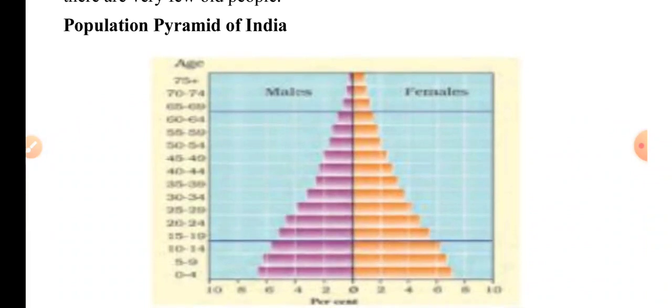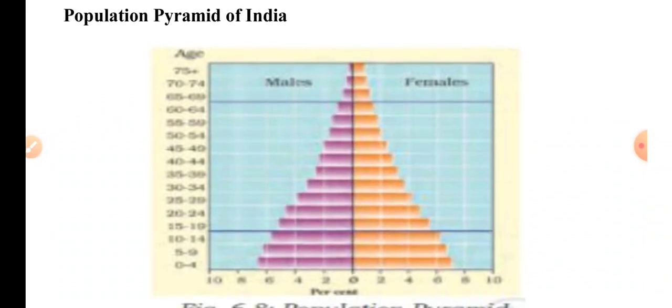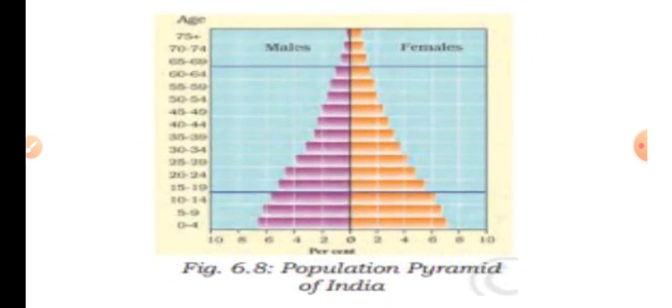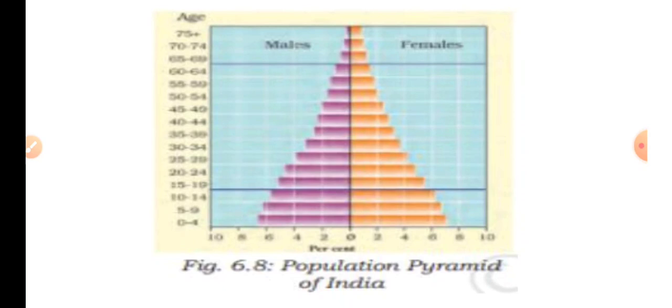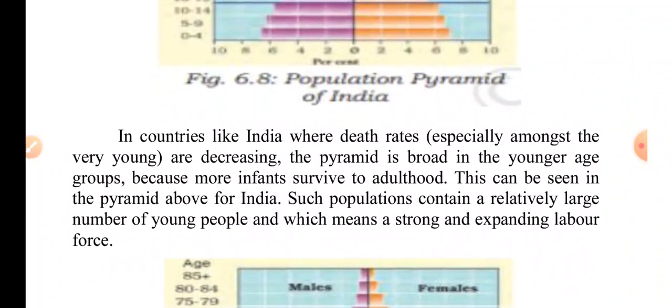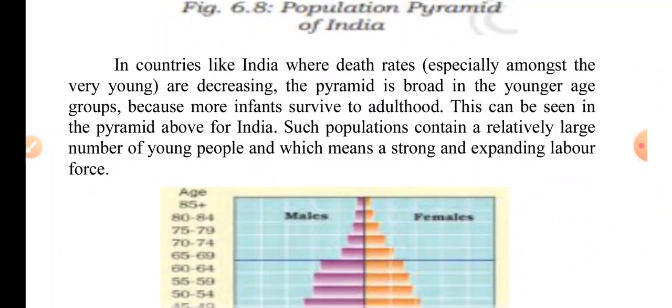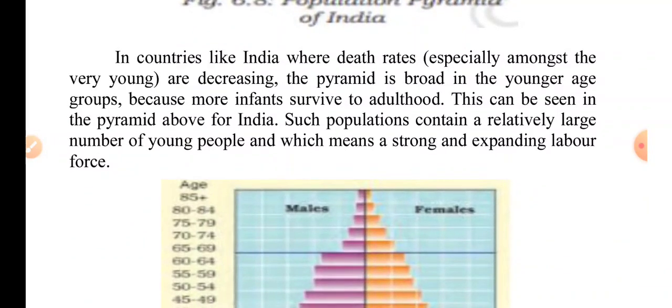Here comes the population pyramid of India. First of all, look at the population pyramid of India. Okay, let's continue. In countries like India, where death rates, especially amongst the very young, are decreasing, the pyramid is broad in the younger age group because more infants survive to adulthood. This can be seen in the pyramid above for India. Such populations contain a relatively large number of young people, which means a strong and expanding labor force.